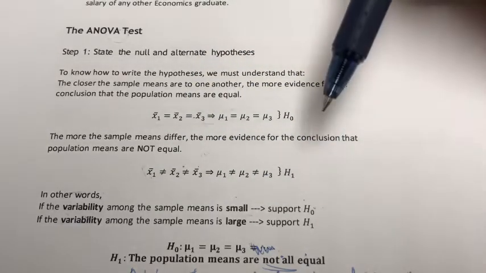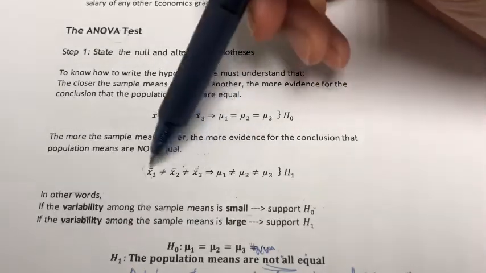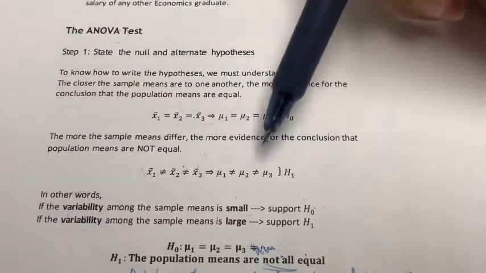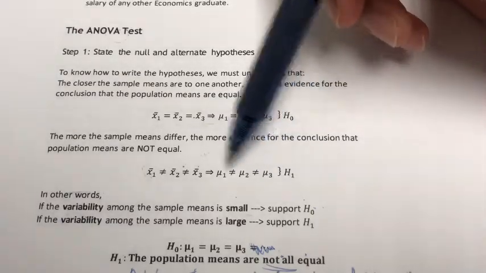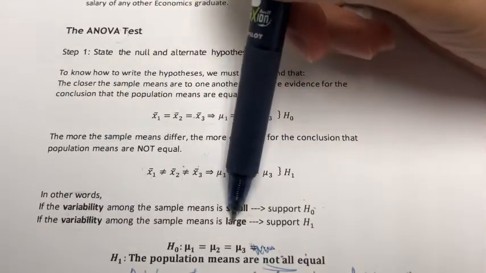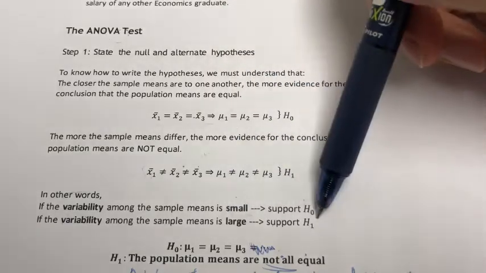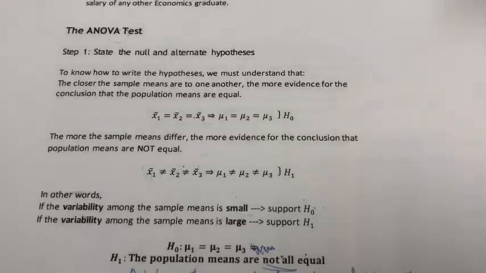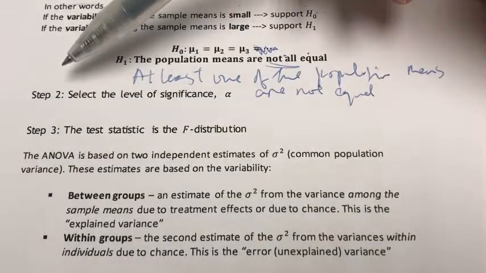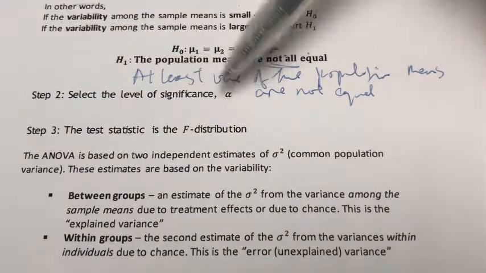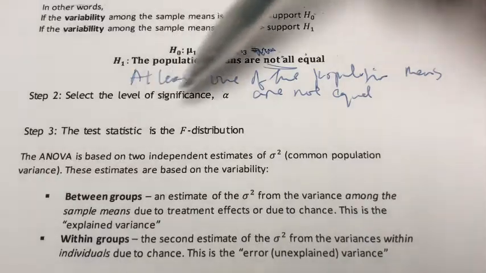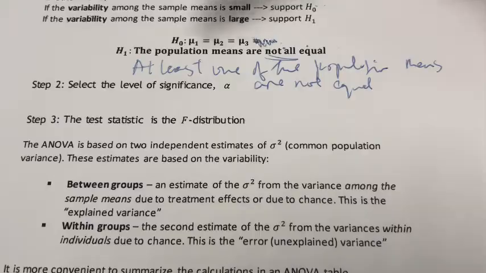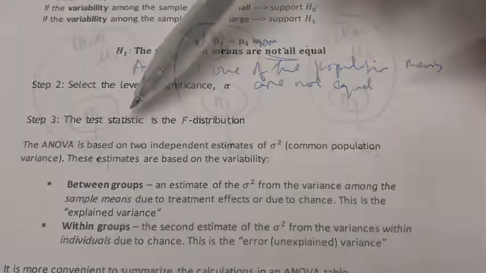In contrast, if the sample means differ from each other, we have more evidence to suggest that the population means also differ from each other. Differ means we've got a large variability. What that means is we have more evidence to support the alternate, which means the population means are not equal to each other. Step 2 is the same, that is to write down what our alpha or level of significance is, and this information is normally given in the question. However, there's a big difference in how to calculate the test statistic.